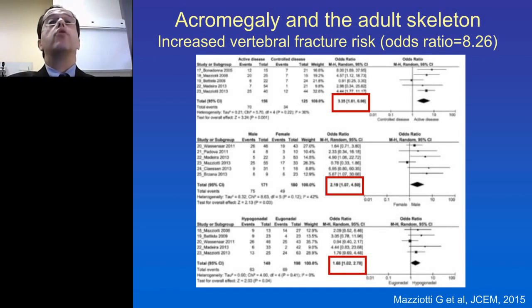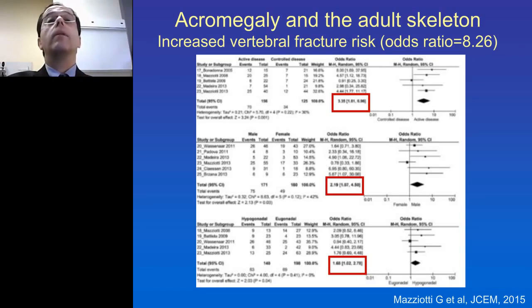The figure here shows the subgroup analysis of patients with acromegaly. The top panel stratifies patients with acromegaly depending on the presence of active disease or controlled disease after treatment of acromegaly. It's easier to see the results in the panel on the right that shows you that patients with active disease have a significantly increased risk of vertebral fracture with an odds ratio of 3.3.